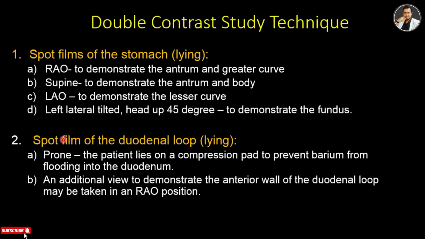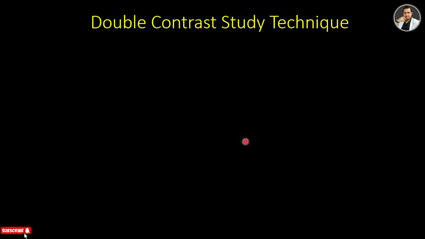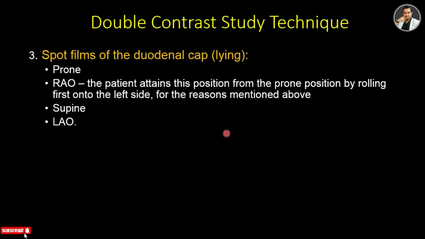And the next one is the spot film of the duodenal loop, and for this you have to take prone position and also right anterior oblique position. Of course, in both situations the patient is lying. And also you can take the duodenal cap in lying position, and for this you have to take prone, right anterior oblique, left anterior oblique, and also supine position.